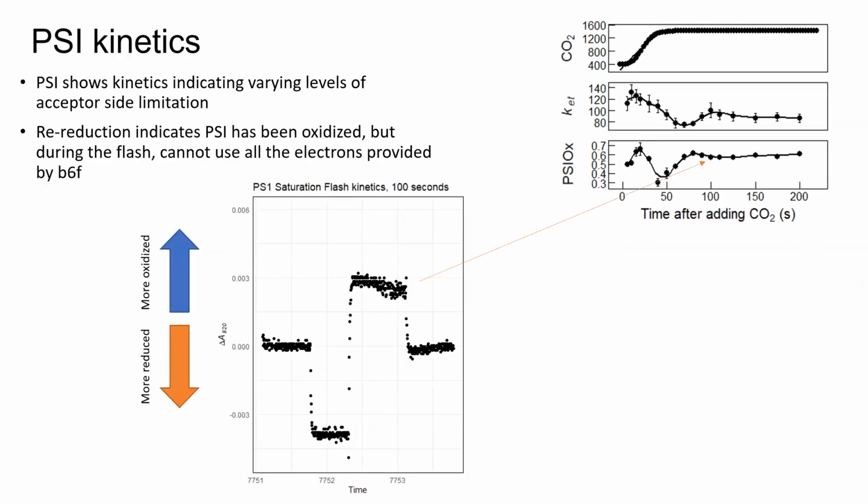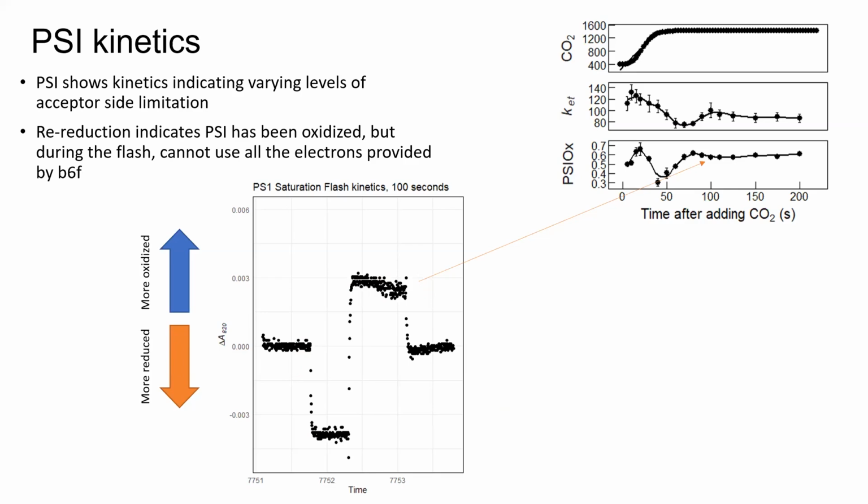To demonstrate this acceptor side limitation of PS1, we can look at the PS1 kinetics. So here's the protocol. To measure PS1, you measure the change in absorbance at 820. This is the Witt effect that I was mentioning earlier. The higher the signal, the more oxidized PS1 is, and the lower the signal, the more reduced. So you have your steady state here. Then a dark period is applied to reduce PS1. This is the DIRK that we fit the decay from. Then a saturating flash is applied to fully oxidize PS1. It should drive all of the electrons off of PS1 and onto the acceptors.